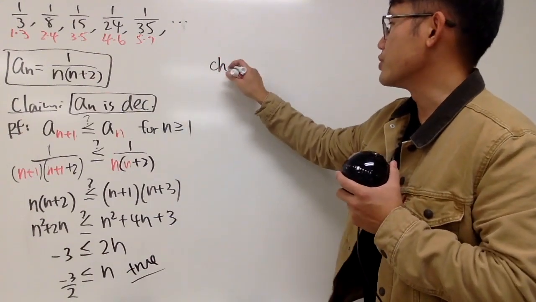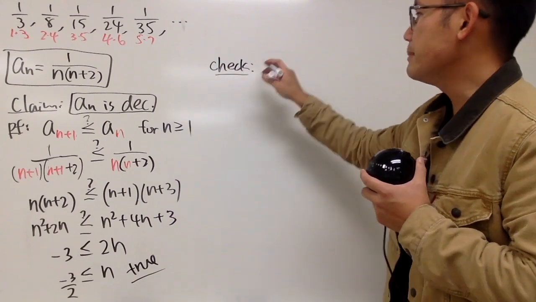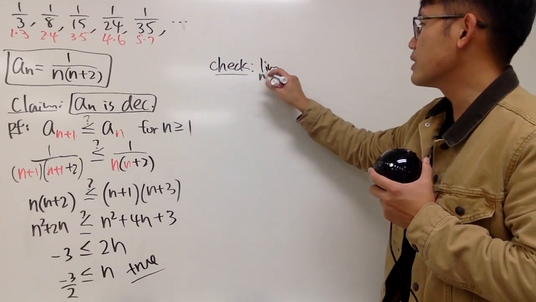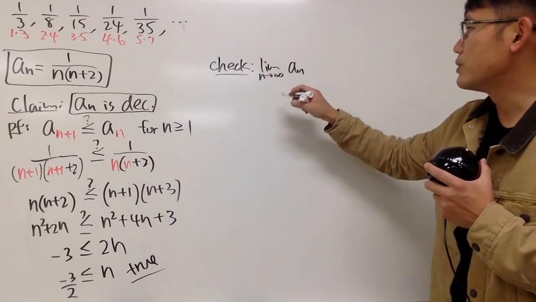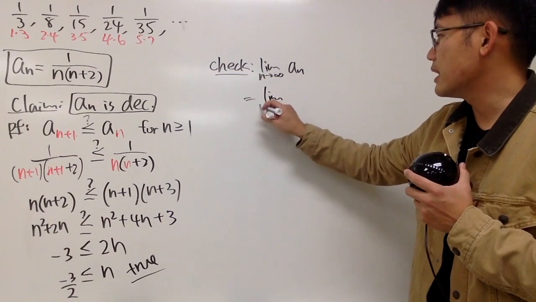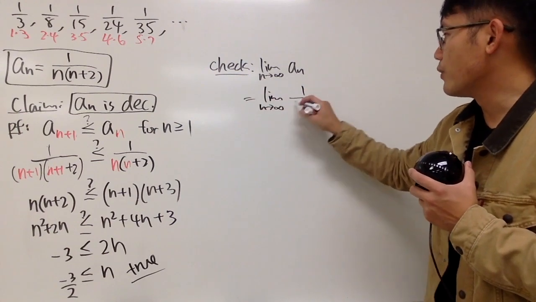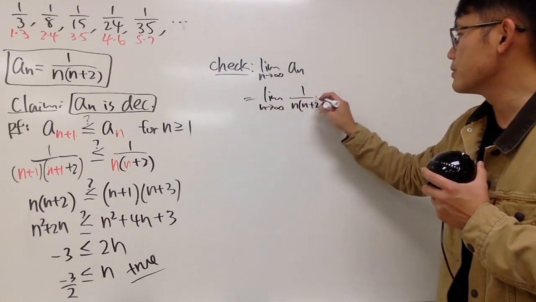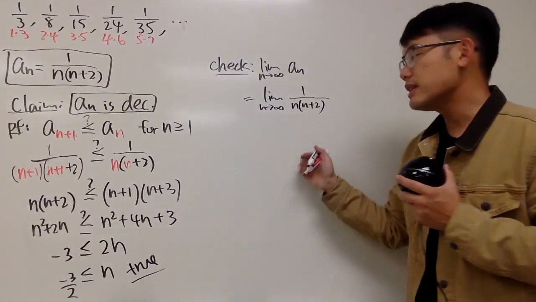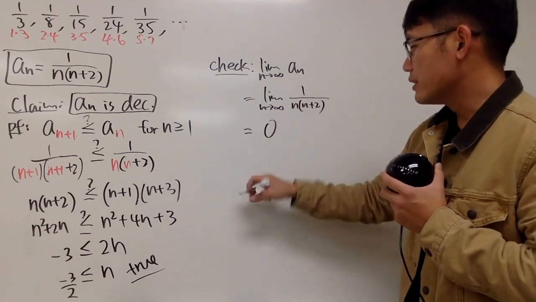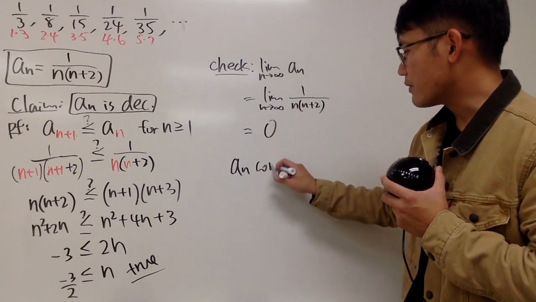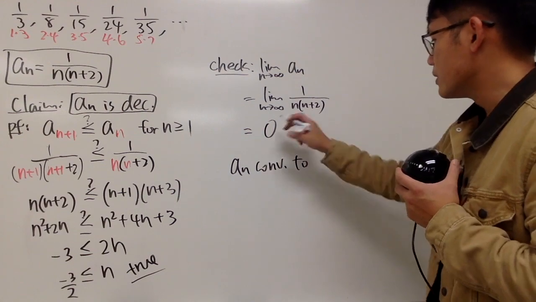So here we go. We are going to check the limit as n goes to infinity of a_n, which is the limit as n goes to infinity of 1 over n times (n plus 2). And notice that the bottom is going to be infinity, so of course 1 over infinity we get 0. So this means a_n does converge, and it converges to 0.